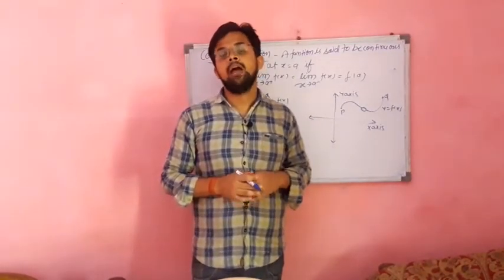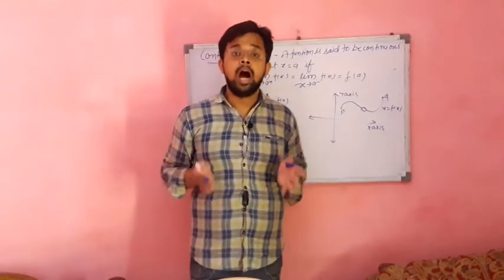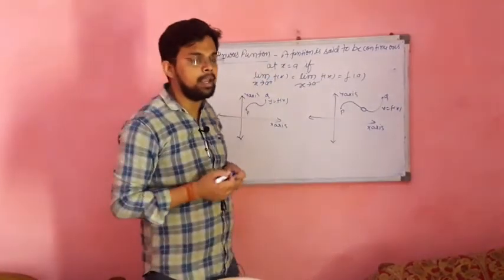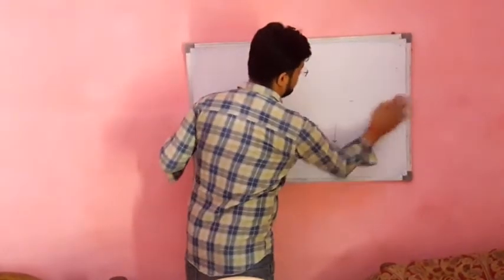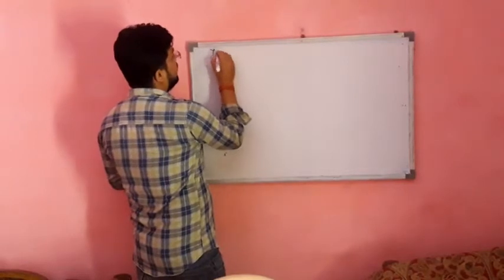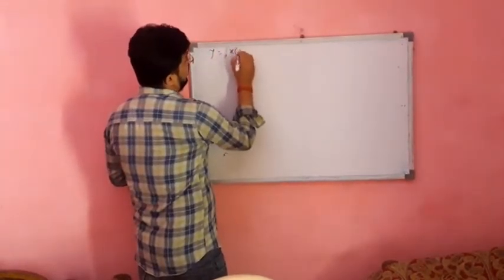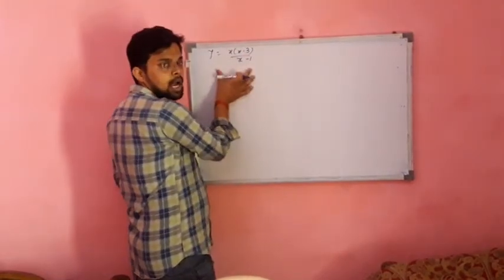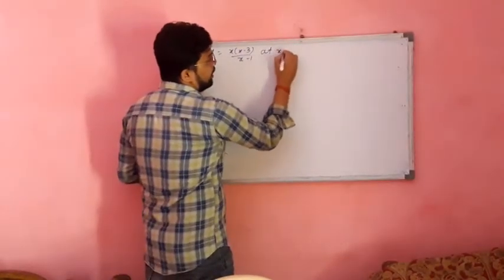Now students, I will take an example, and with the help of the example you will learn how you can check the continuity of a function at any given point. So here I am taking an example. Let y is equal to x into x minus 3 upon x minus 1. This is the given function. I want to check the continuity of this function at point x is equal to 3.